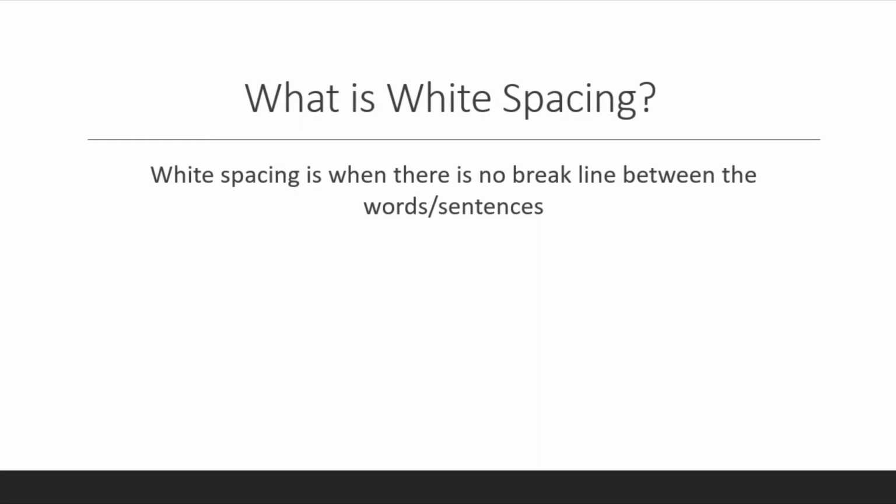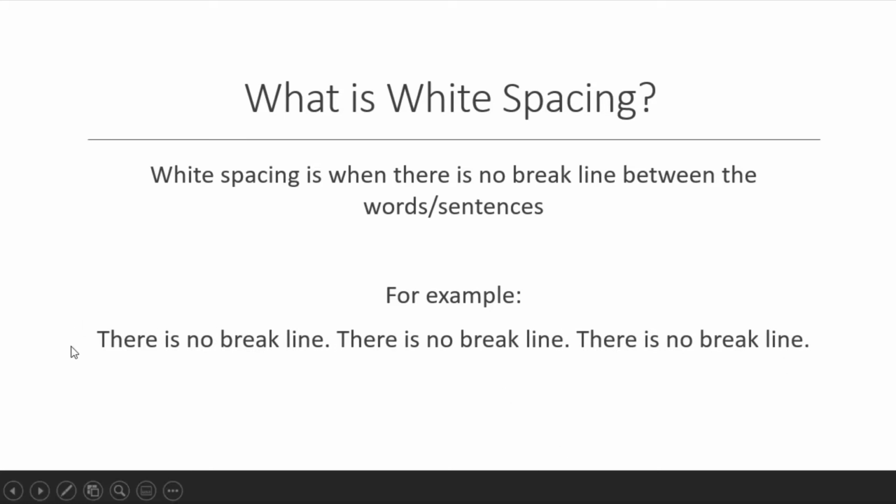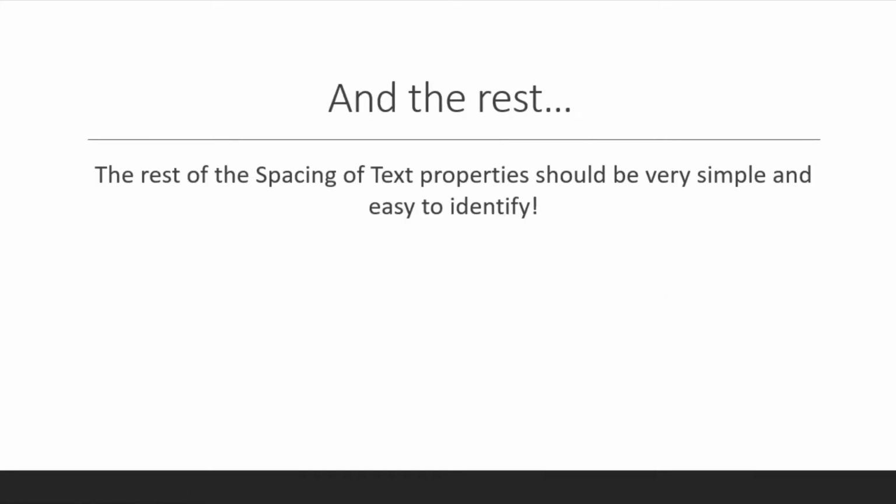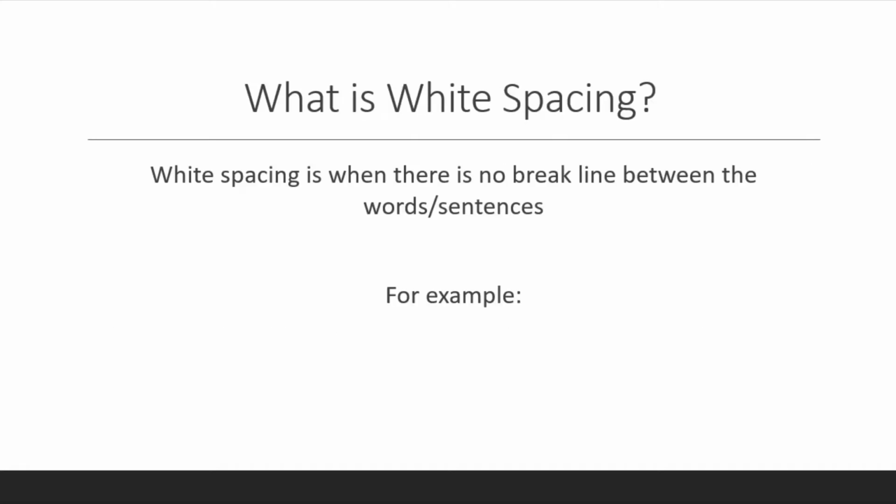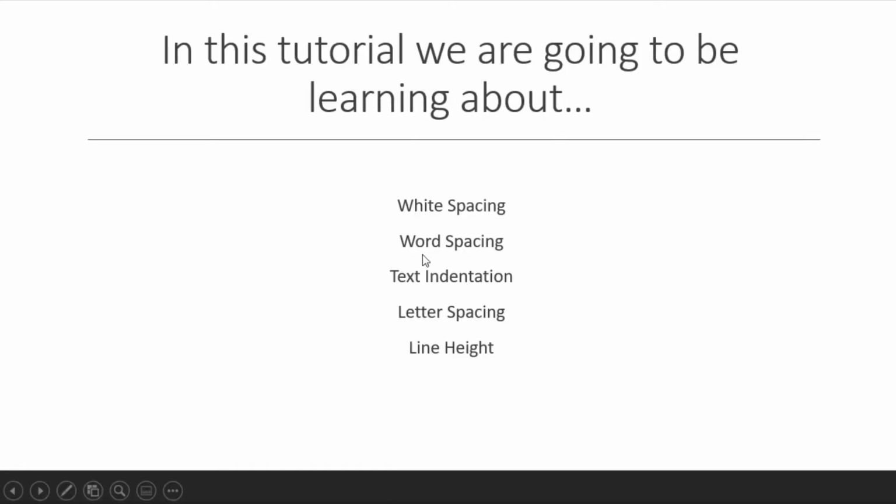What is white spacing? White spacing is when there is no line break between the words or sentences. For example, this is the example right here. There's no line break at all, it's just in one line. The rest of the text spacing properties should be very simple and easy to identify. For example, word spacing, text indentation, letter spacing, line height. Like word spacing, there's going to be space between the words.